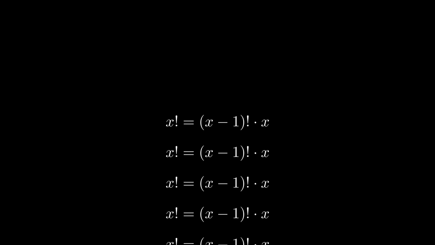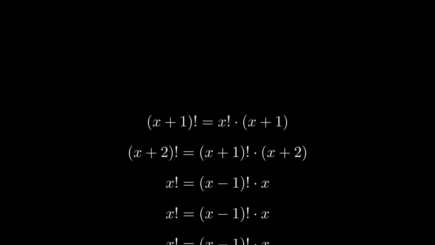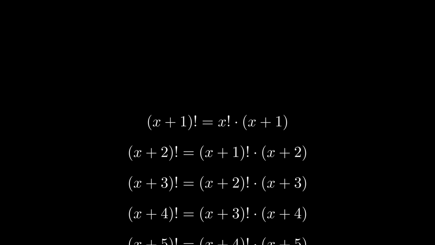We just saw how it's useful to repeatedly apply the recursive formula, but our lives would be a lot easier if we had a single expression that could do this in one step. We can derive such a formula like this. We make a bunch of copies of the recursive formula. In the first, we substitute x plus 1 for x. In the second, we substitute x plus 2, in the third, x plus 3, and so on.